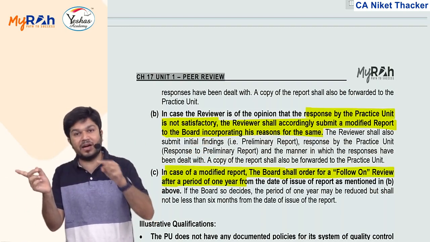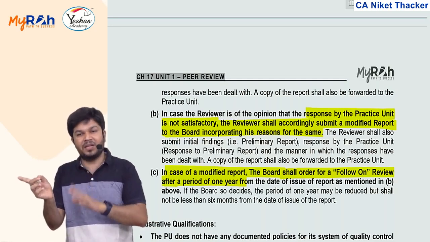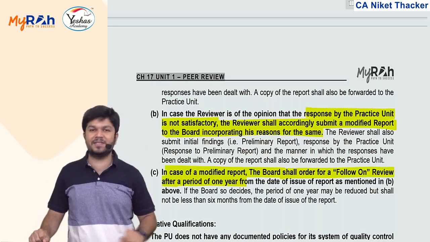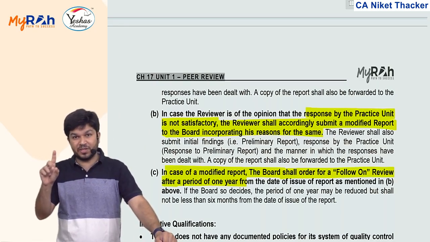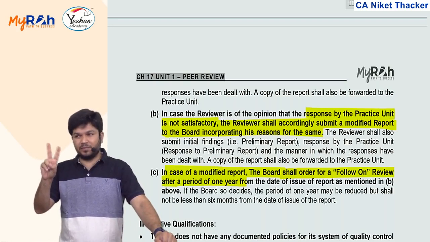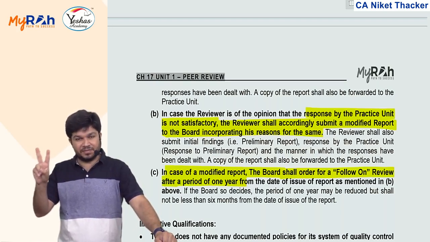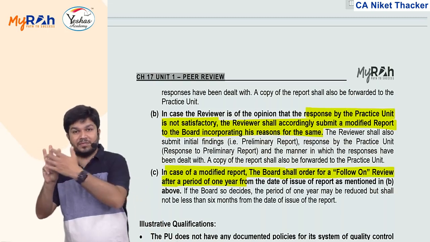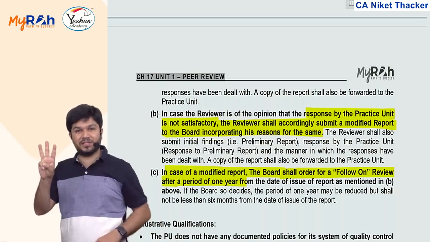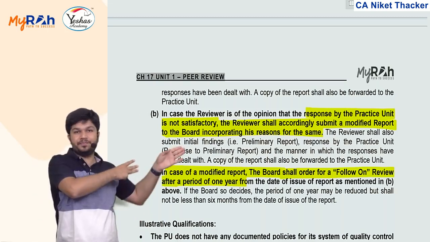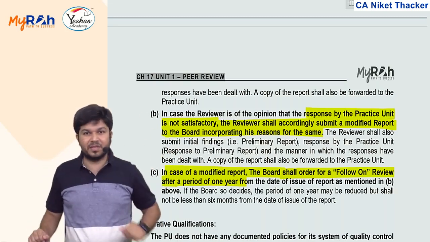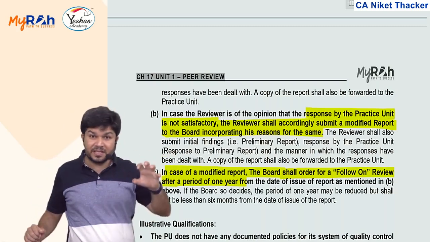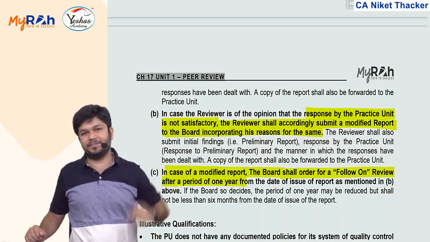PRB will tell the PU that the reviewer has given his consent, and now you need to send to the reviewer within 15 days a duly filled in questionnaire, list of assurance engagements, nature of assignment, fees charged, everything. Any proceedings going on against the firm or partners or any qualified assistant, all those details you have to send to the reviewer. Okay, and the peer review board will also send to the reviewer the details based on the UDIN generated.